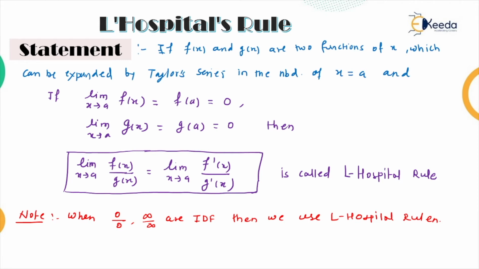Now let me discuss some examples of indeterminate forms which are solved by using the L'Hospital rule. Now let me start some examples. But before that we have to discuss some standard limits. So let's see, I am discussing here some standard limits.